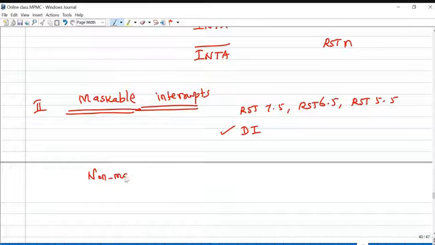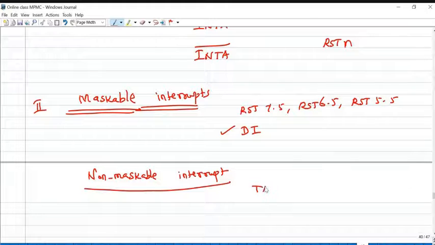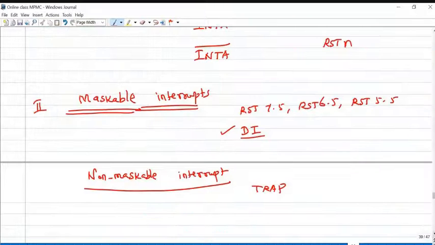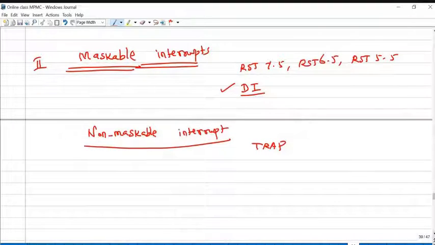Non-maskable interrupt: trap. Even if you execute the disable interrupt instruction, the trap cannot be disabled. If you look at this interrupt structure, you can get a clear idea. See here, trap: there is no control here. We cannot disable it. It is non-maskable, always on, the trap pin. So this is the second classification, maskable interrupt and non-maskable interrupt.